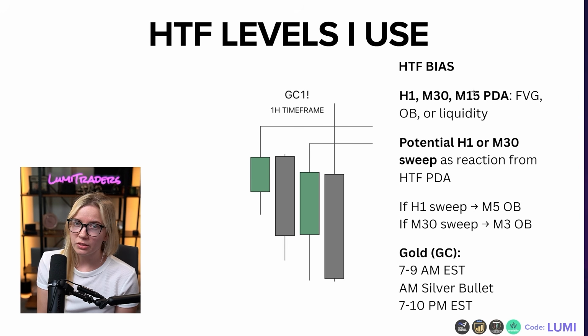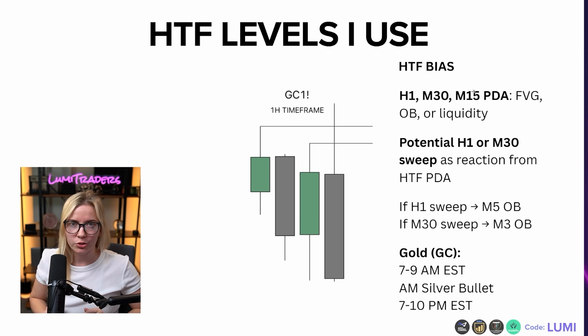Okay, guys, first I would like to start with the HTF levels that I use. I don't use all PD arrays available in this world. I use only fair value gaps, order blocks, and I use all liquidity levels. But I'm not going to jump between time frames like 1 minute chart, 2 minute chart, 3 minute chart, or maybe a daily chart to find these fair value gaps, order blocks, or liquidity levels. No. Personally, I use only 15-minute fair value gap, order block, or liquidity level, 30-minute, and hourly. That information will be enough for me to build intraday bias and frame my trade.